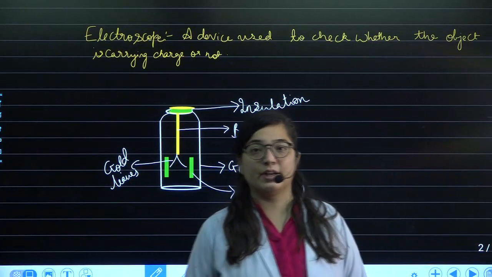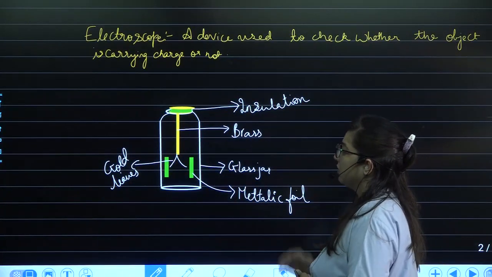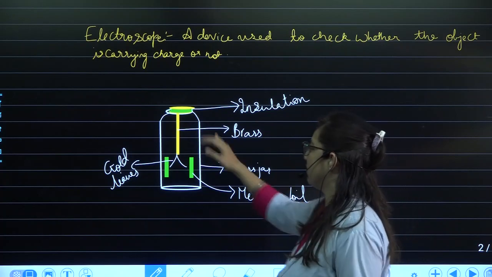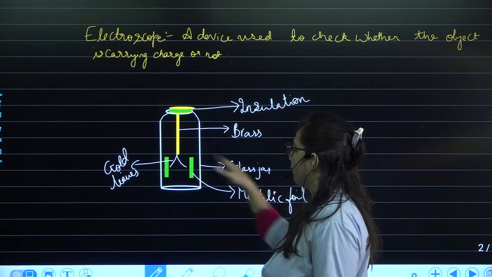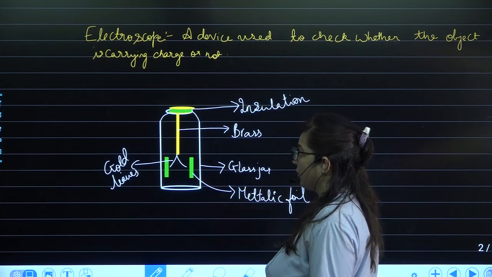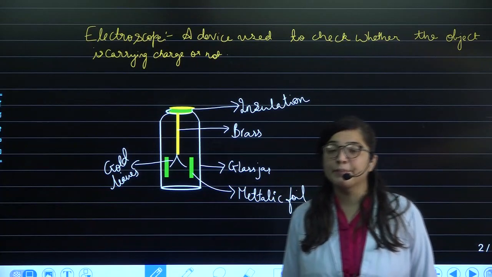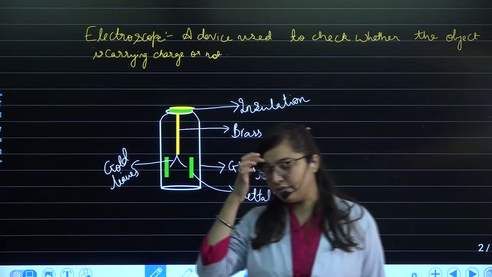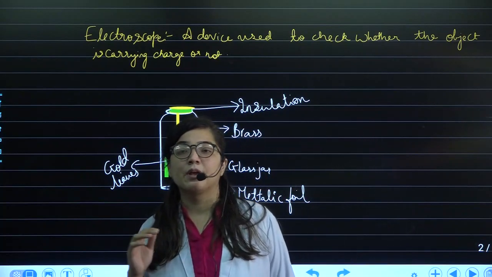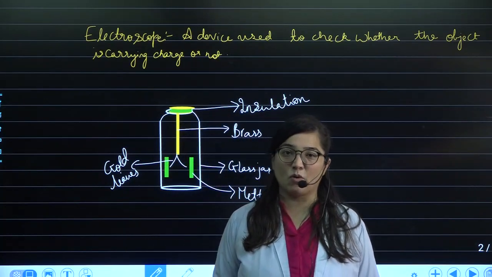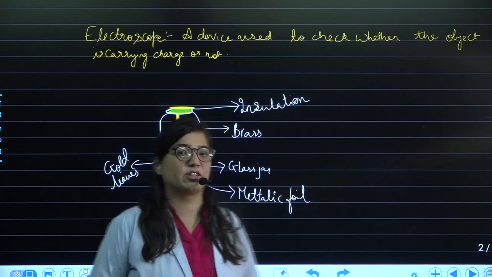So here it is. This is about the arrangement. This is the brass rod, these are the golden leaves, this is the glass jar, these are the metallic foils which are adjusted over here. Note this down, then we'll study how charge can be transferred by the use of an electroscope. Please note this down, then we'll study the activity.